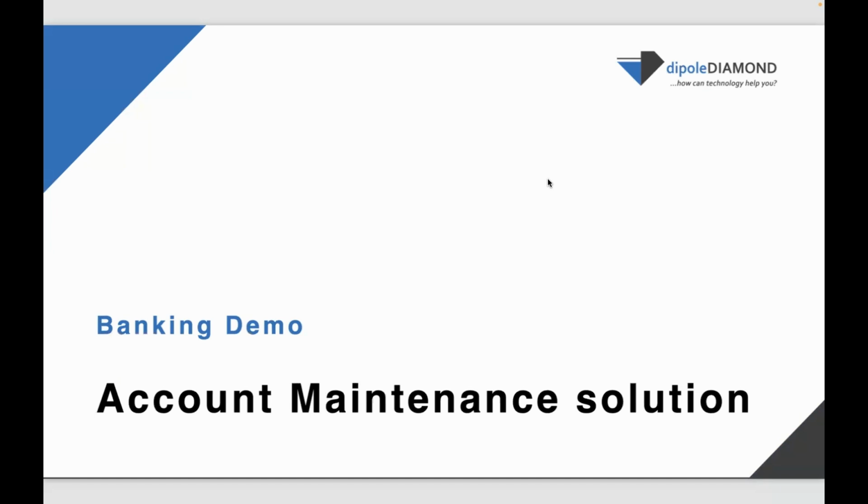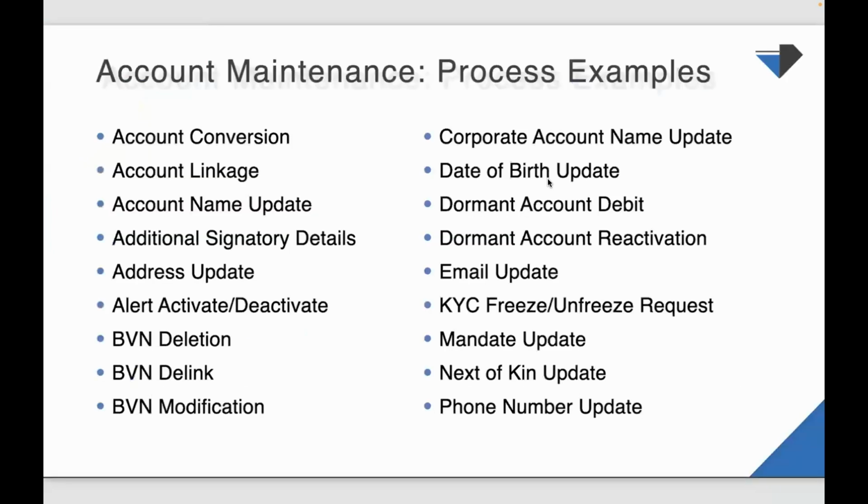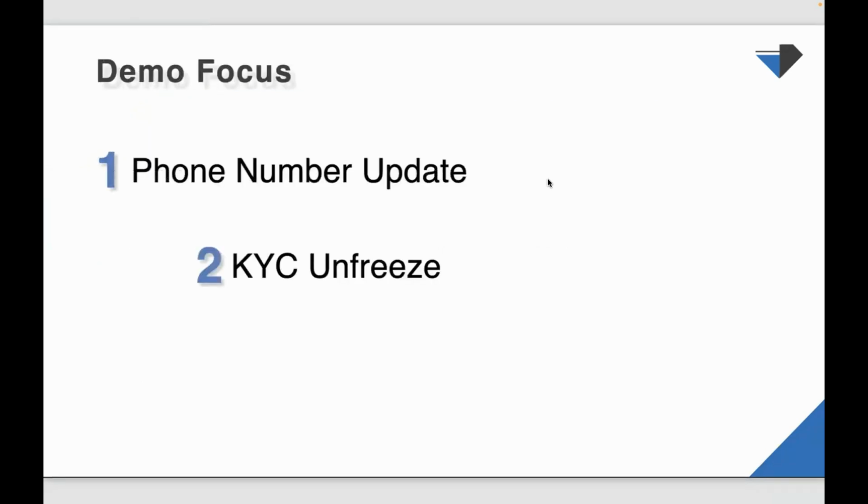Hi everyone, I am Afe from dipoleDIAMOND, and today I want to show us a demo of an account maintenance solution built on ProcessMaker version 4. Some of us may already know there are a couple of account maintenance request types that are possible today. That's account conversion, date of birth updates, email updates, next of kin updates, and so on and so forth. For the purpose of this demo, we shall focus on phone number updates and KYC unfreeze.